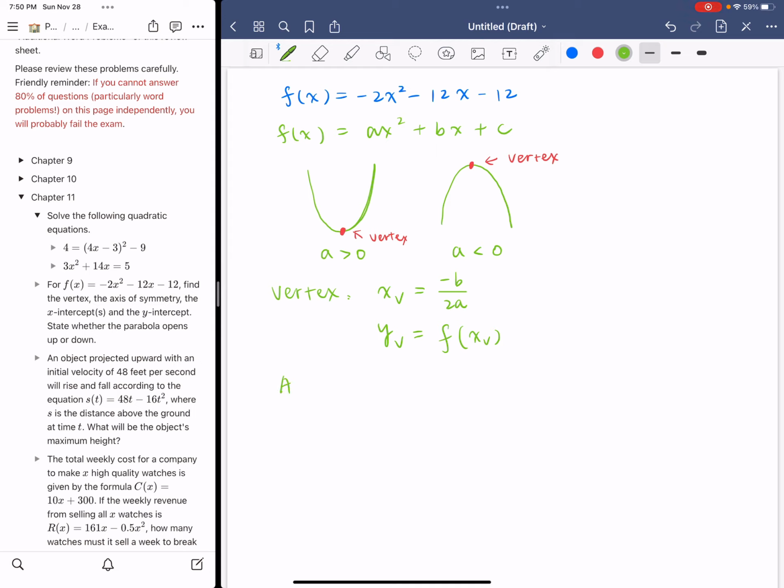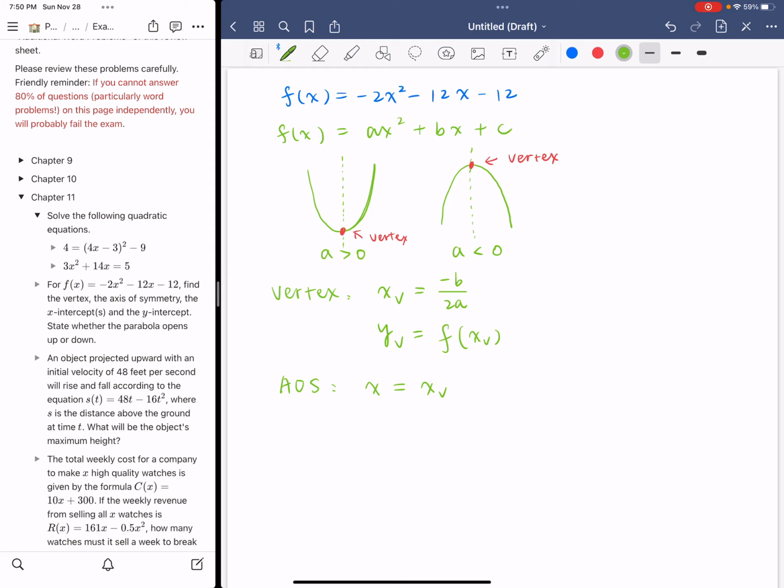Next will be the axis of symmetry. The axis of symmetry will be a vertical line for both situations. It will be a vertical line that passes through the vertex for each case. So these two will be the axis of symmetry. The formula for the axis of symmetry is x equals the x coordinate of the vertex. So once you find the x coordinate of the vertex, you also know the axis of symmetry. You just need to put it in a vertical line form.